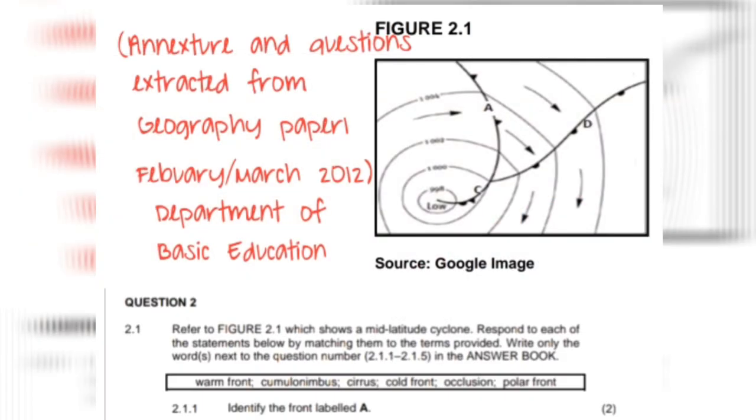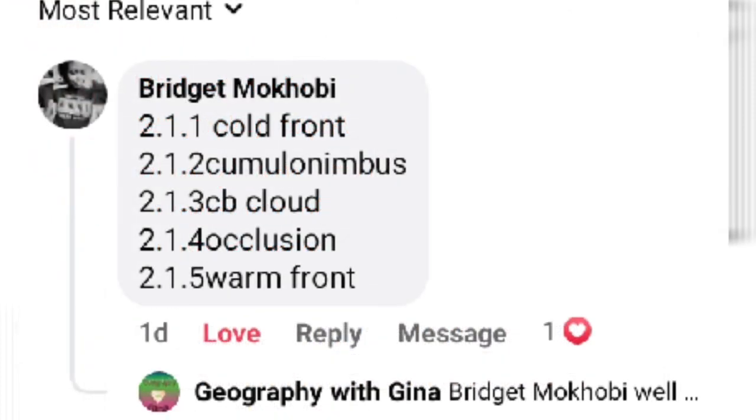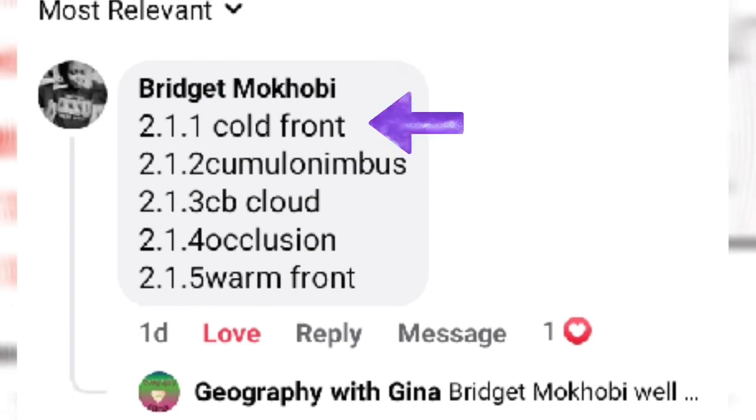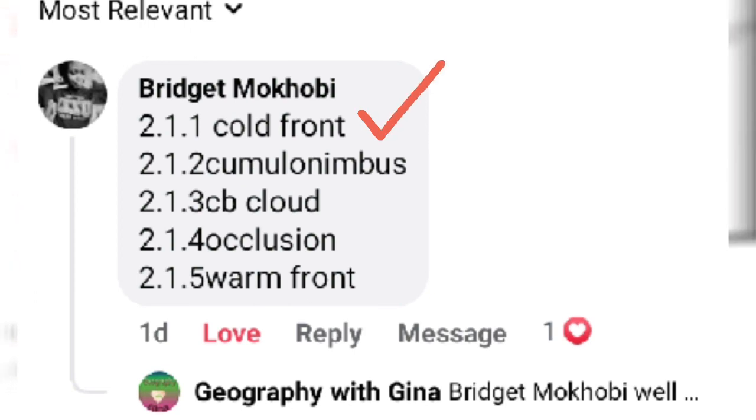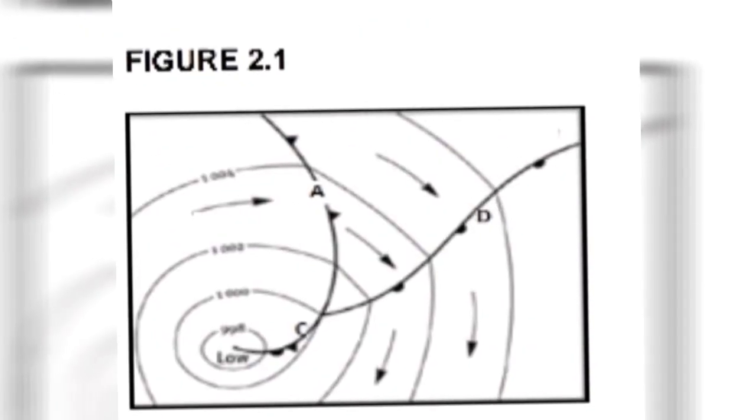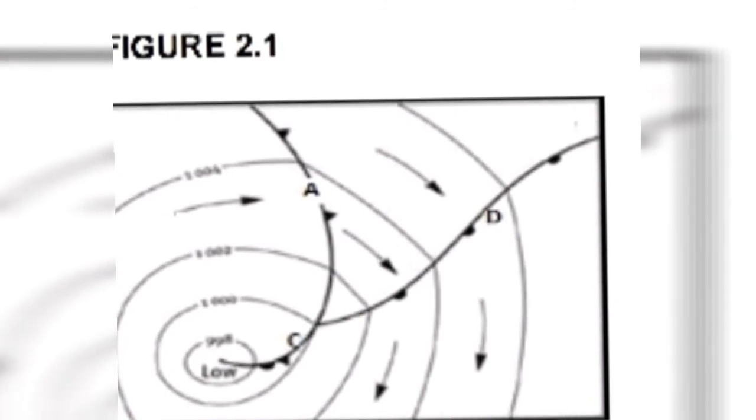Now let's go back to our question 2.1.1. Identify the front labeled A. You look at A. Bridget said it's a cold front. So yes, she is correct because you can see the evidence of spikes.